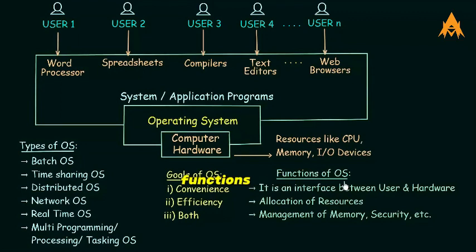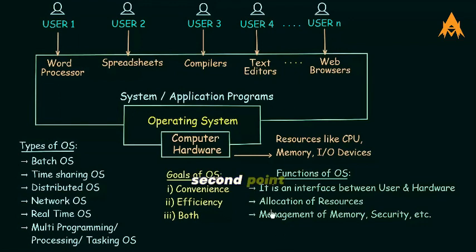So the main functions of OS are: number one, it is an interface between the user and the hardware. Yes, we just saw that right now. We have users here, and we have the hardware here, and it acts like an interface between the user and the hardware.